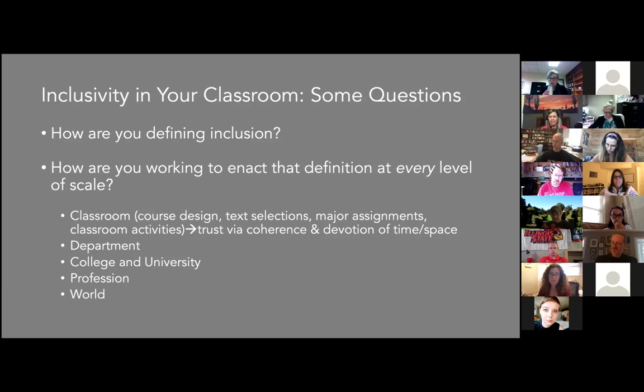Basically, something that I ask myself, and I'm not claiming any moral high ground, these are things that I work with all the time, and ask myself, am I doing this? If I value inclusivity in the classroom space, how am I enacting that same value in, say, department meetings? How am I enacting that same value in professional practices like writing review letters for journal submissions and that sort of thing? So that's what I mean by levels of scale, beyond just the classroom.